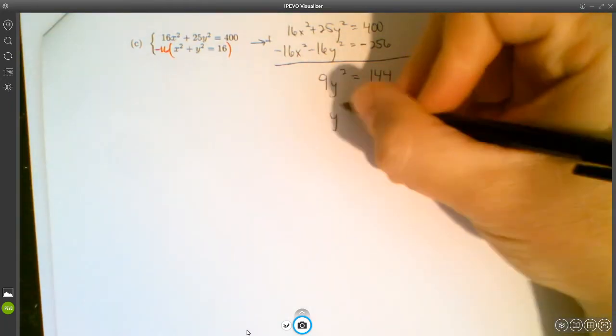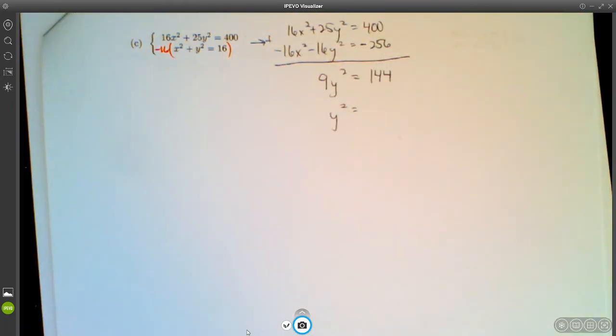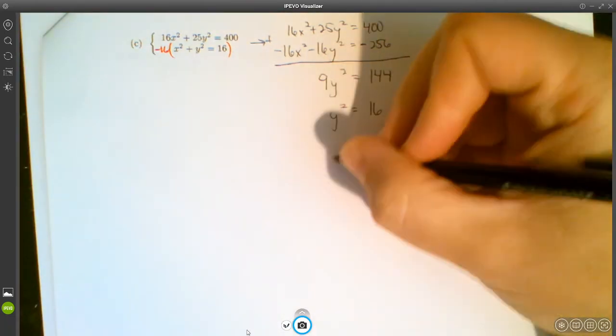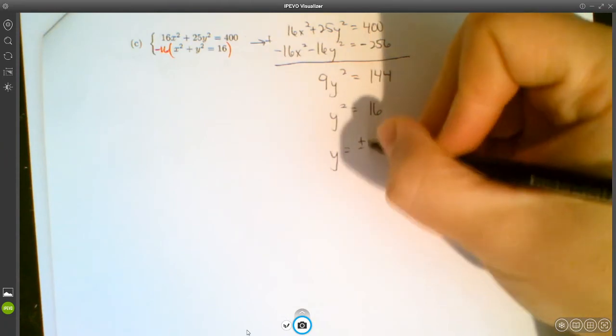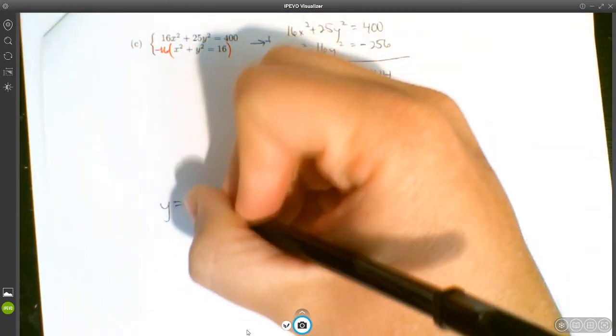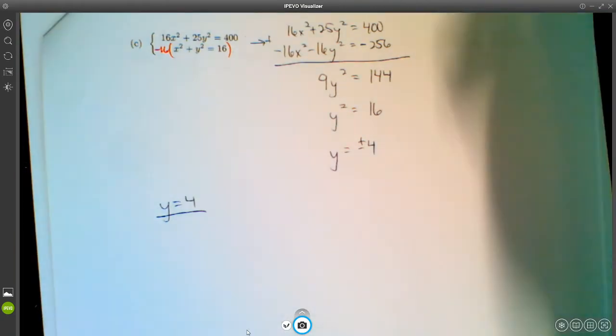Okay, so y squared is 144 divided by 9, I feel like is 16. Yep, 16. And take the square root, that means y is plus or minus 4. Okay, so that's not terrible. I need to figure out what x values go with these y values. So if y is equal to 4, what would x have to be?